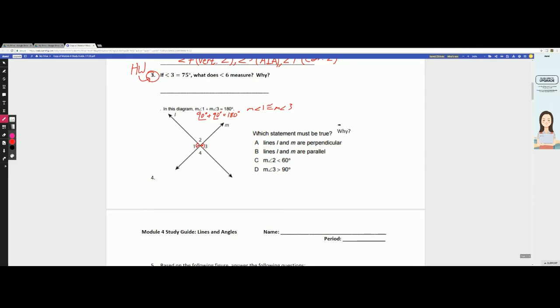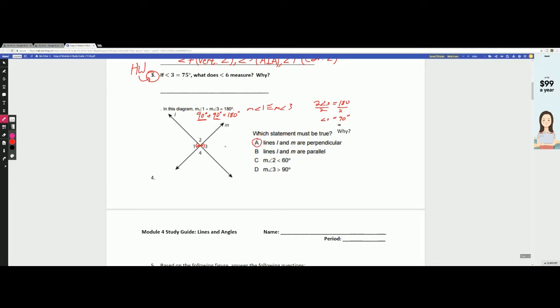Notice how the vertical angles kick in and help guide the algebra. We have two of the same angles equaling 180, so you use the division property. That means your angles are 90 degrees, both of them, which makes sense because you have vertical angles. Now, which statement must be true? Lines L and M are perpendicular.